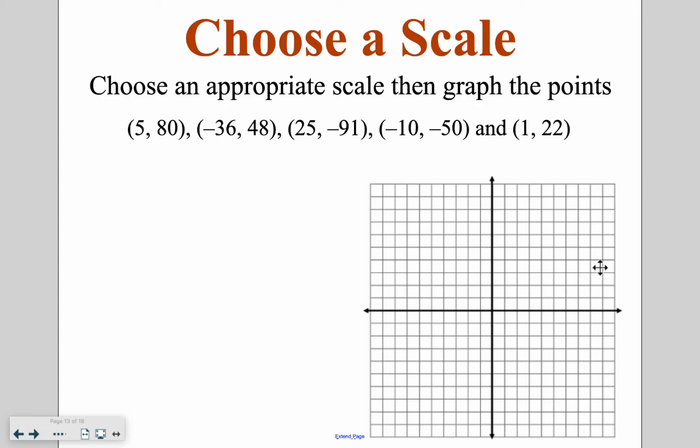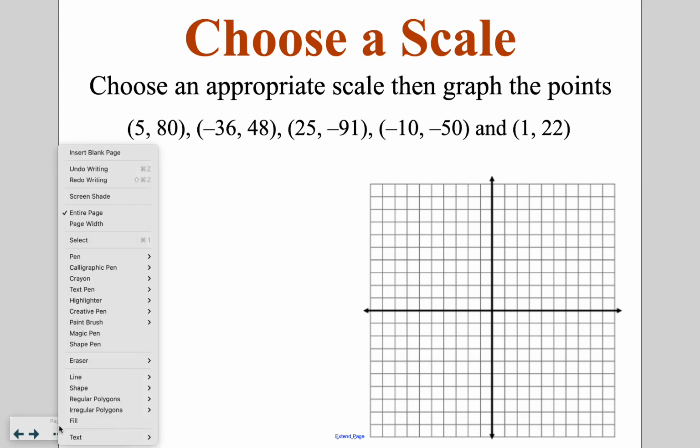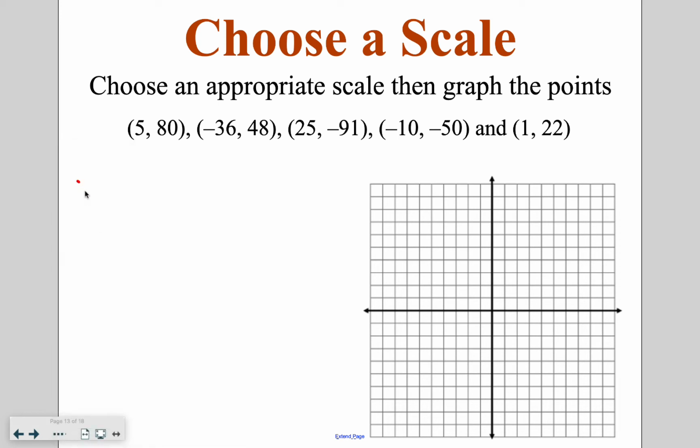So, we're going to start by looking at this particular relation and choose an appropriate scale and then graph the points. When you are doing this, the first thing you're going to want to look at is your domain. So we're going to look at the x's and we're going to say the lowest point, which I've got 5, negative 36, 25, negative 10, and 1. So my lowest point is negative 36 to my highest point, which is going to be 25. So that's about negative 40 to 25, to make sure we include all of the possible values that we could have.